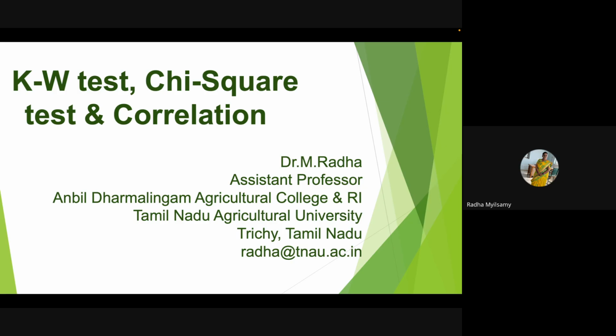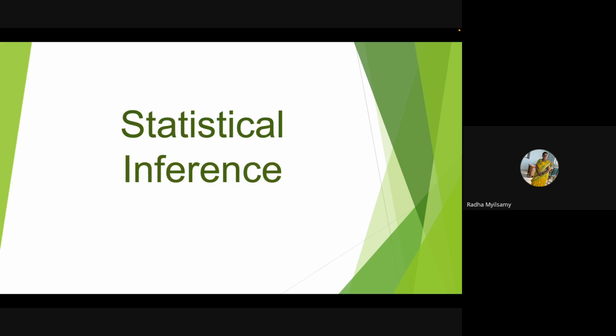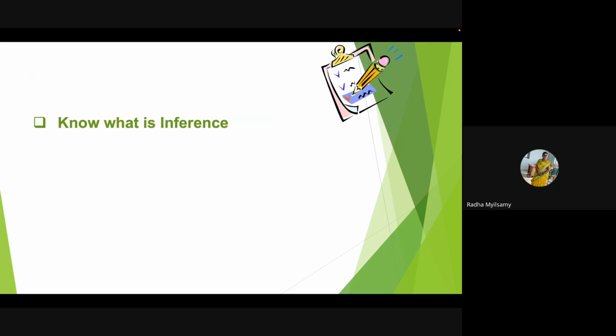So today we are going to see the KW test, that means Kruskal-Wallis test, and chi-square test and correlation. These are the three topics we are going to see today. Before starting the core topic, we need to know the basic things. So where does it start? Generally statistics is divided into inferential statistics and descriptive statistics, that means complete enumeration statistics. So this topic starts with inferential statistics.